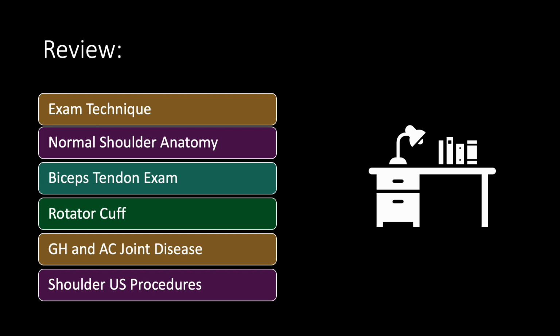So in this lecture, we talked about exam technique and normal shoulder anatomy. We went through some of the different tendons and structures in the shoulder, including the biceps tendon, the rotator cuff, and the glenohumeral and AC joint, and how different pathologies appear on each of those when investigated using point-of-care ultrasound, and then briefly showed you the approach that I like to use for my ultrasound-guided injections of the shoulder.